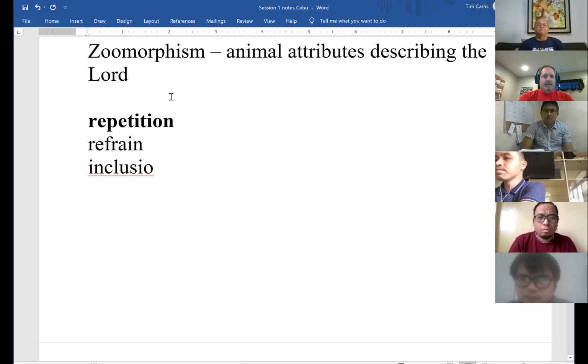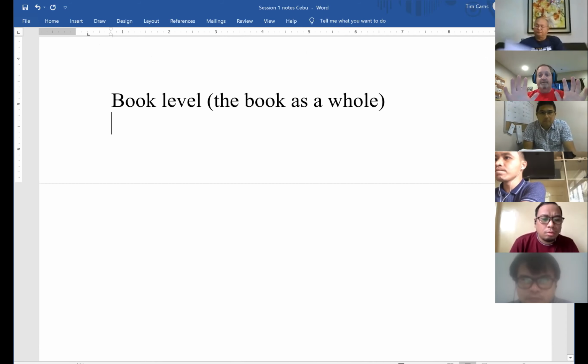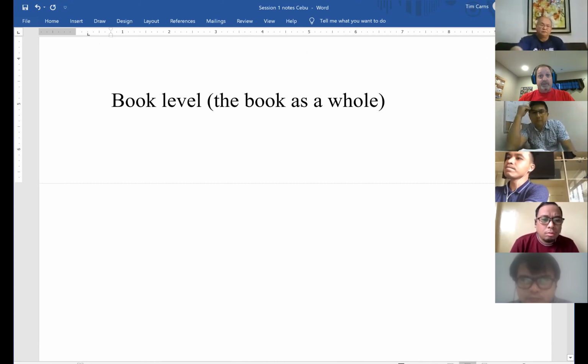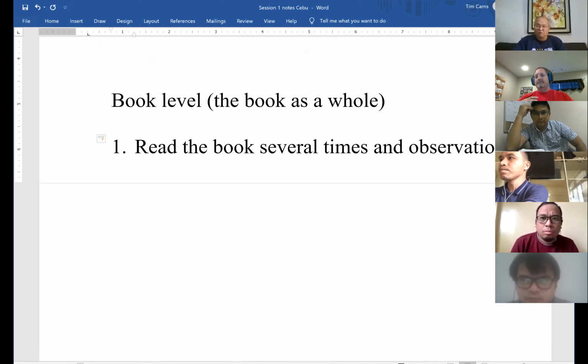Now, again, the first three steps, these are all book level, all right? Meaning the book as a whole. That's what we're looking at first. Before we dive into a passage, we look at the book. And so the first step is to read the whole book, several times, just to get familiar with it. And then added to that, you start making some observations. That's just questions that come to your mind, patterns you see, just things that stick out.